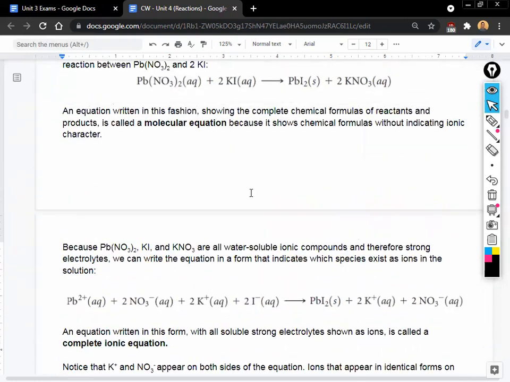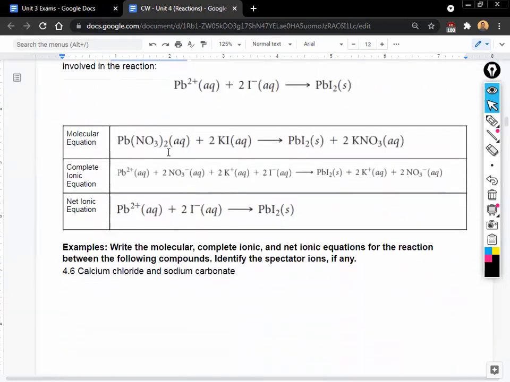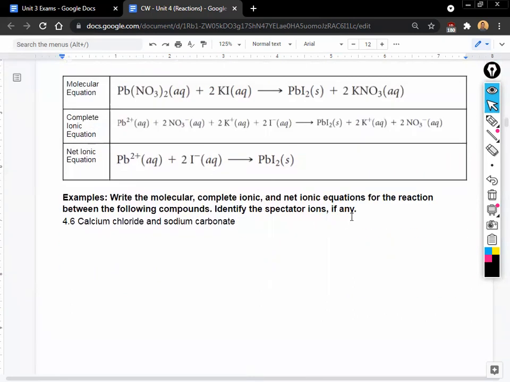So let's just go through the three examples right here. A molecular equation is where you write the names of all the molecules. A complete ionic equation is where you break down the molecules into the ions. And a net ionic equation is where you write only the things that actually happen, only the chemistry that happens. So if nothing happens, if they all stay aqueous, you don't have a net ionic equation. But if a precipitate does form, the things that are involved in that precipitate formation are going to be the net ionic equation.